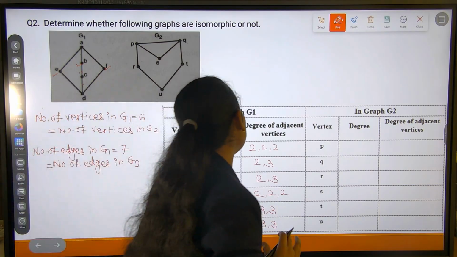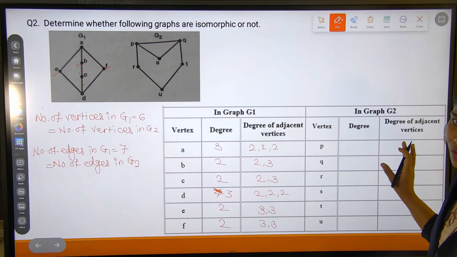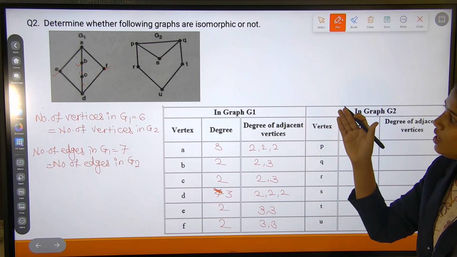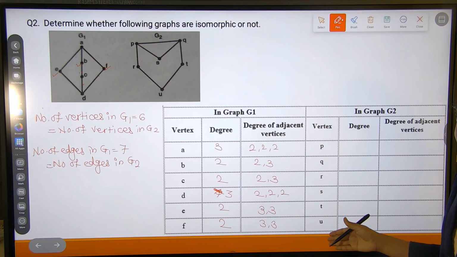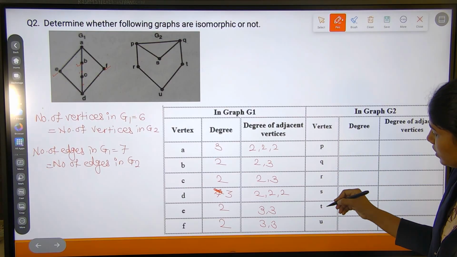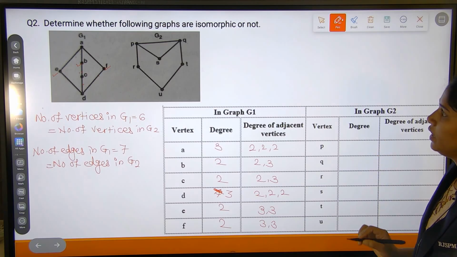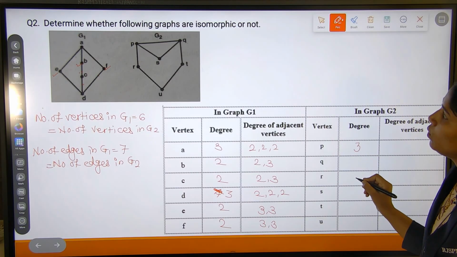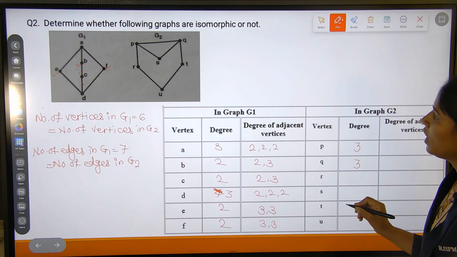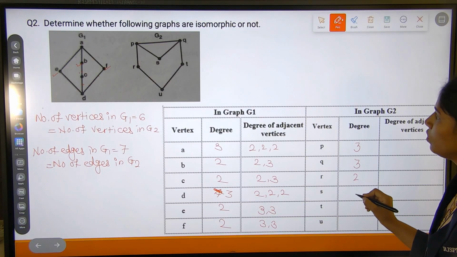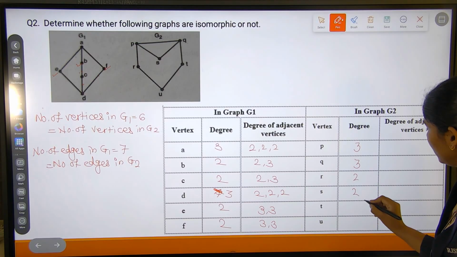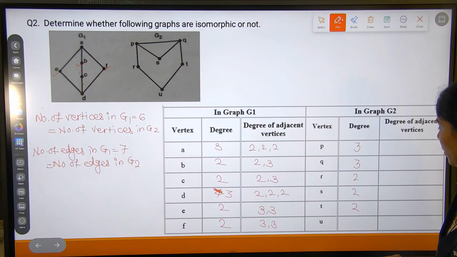We need to do same process for graph G2. Graph G2 having vertex P, Q, R, S, T, U. So, write down here vertex name P, Q, R, S, T, U. Write down their degree. So, P having degree 3. Q having degree 3, R degree is 2, for S degree is 2, for T degree is 2, for U degree is 2.